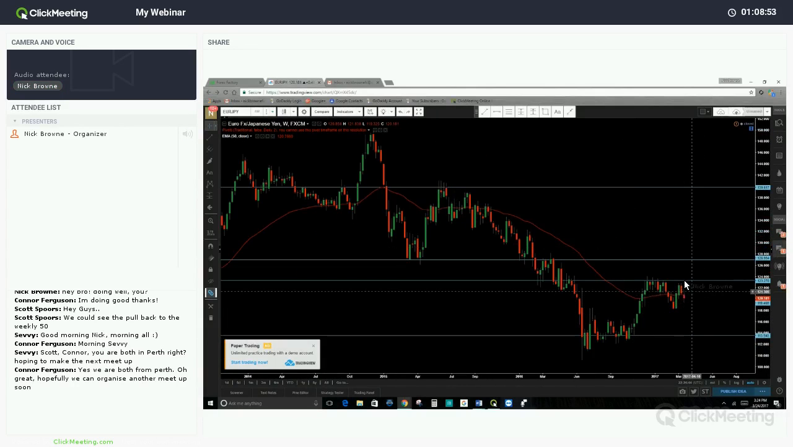We're still stuck in this. Is it a higher low or is it a lower high? There's too many EMAs in the way. It's just not very good.